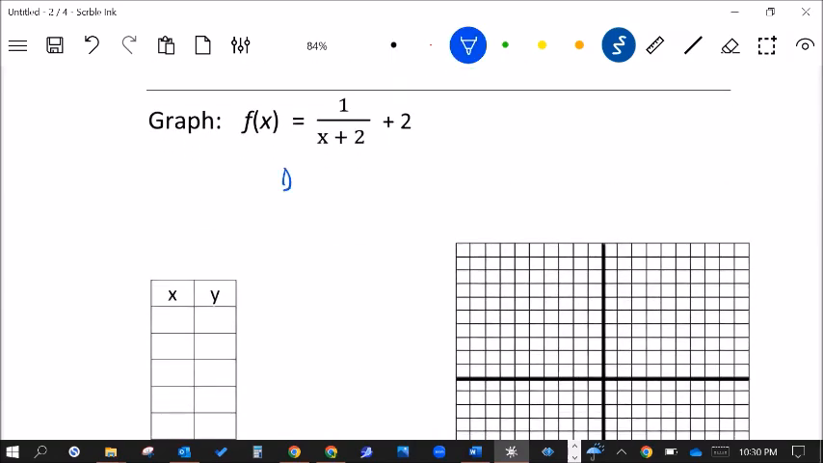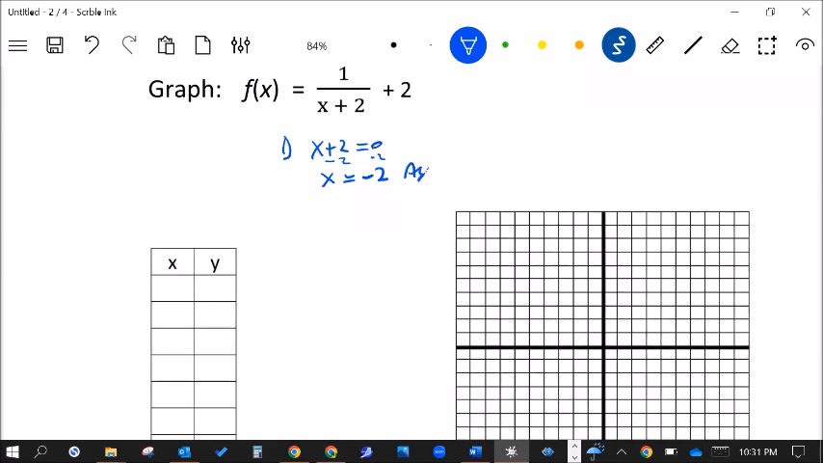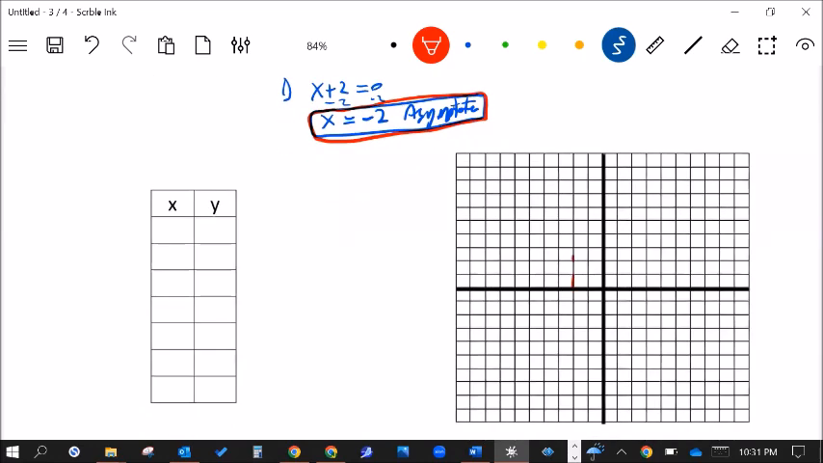And remember, our first step is to take what's on the denominator, make it equal to 0, and let's move things around. x plus 2 equals 0, x equals -2. And that would be the asymptote. So that's a pretty important part. I'm going to graph that right now, actually. X equals -2. And I'm going to put that in the middle.